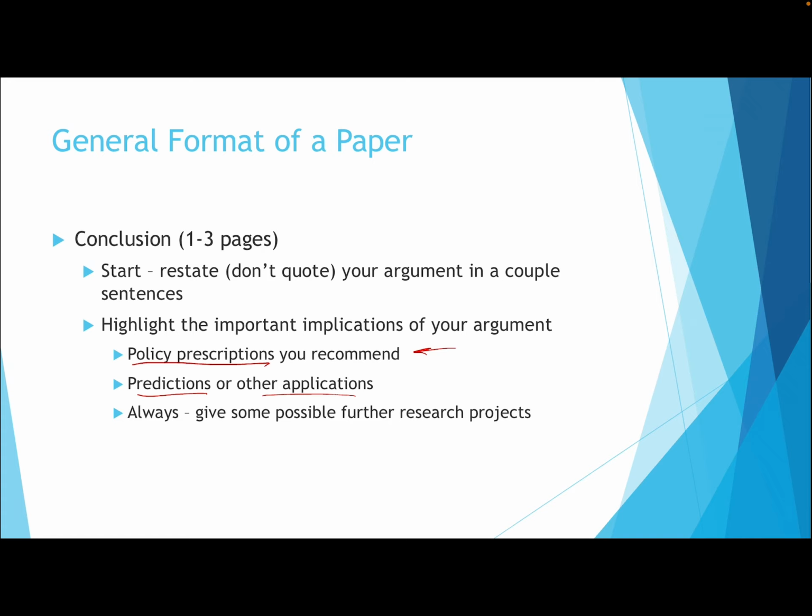What predictions do you have or other applications? In other words, if this is true, then if poverty continues to increase in this area, we expect to find more violence, and so more needs to be done. And always give some possible further research projects. You've probably not written your conflict map and solved the problem, let's move on. It probably will tell you, well, how do we refine this a little bit? You don't have to necessarily do it. I'm just saying, what should you study next in order to develop these policies even further?